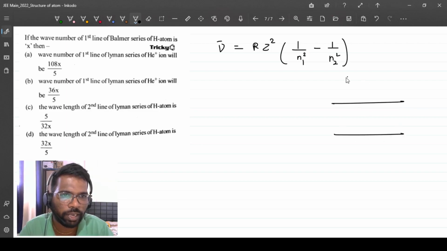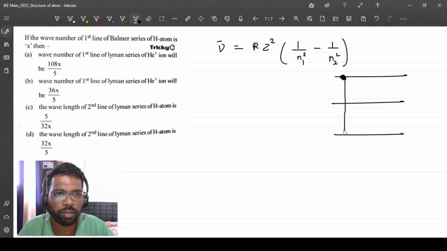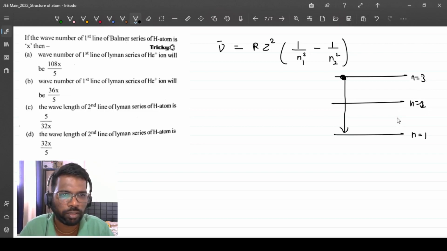If there are energy levels this way, and let's say the electron is jumping from this to this, right? This is n is equal to 1, this is n is equal to 2, and this is n is equal to 3, right? So n1 is the lower one, on which it is getting de-excited, right? And n2 is the higher one.